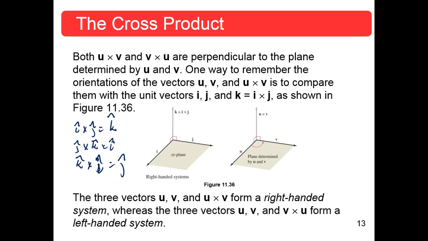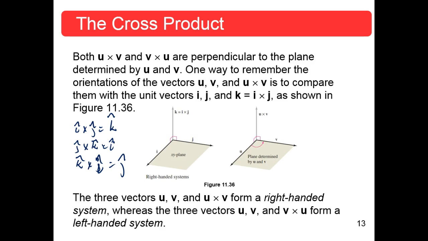Point your fingers in the direction of I, bend them to positive J, you have to turn your hand over, and now your thumb on your left hand is pointing downward, and that's a left-handed system. So they say the three vectors U, V, and U cross V form a right-handed system. U and V don't have to be perpendicular. Most of the time they're not. But U cross V will be perpendicular to both of them.